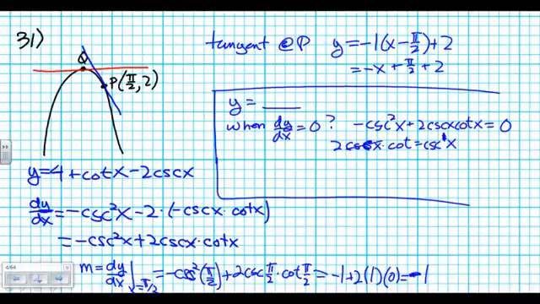Now watch what happens. 2, what is cotangent? It's cosine over sine. Cosine x over sine x. And what's cosecant? 1 over sine. Hey, how about I multiply both sides by sine? Cosine x equals... when does 2 cosine x equal 1? That's when cosine x is equal to 1/2.